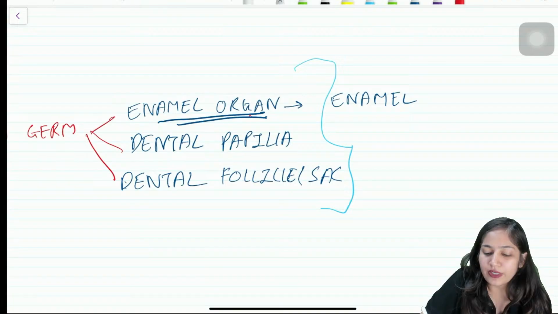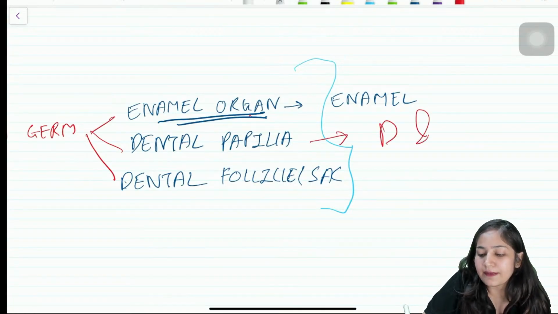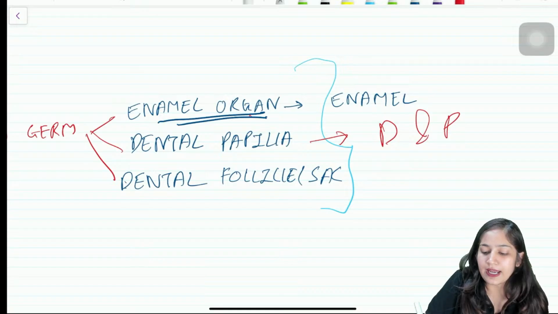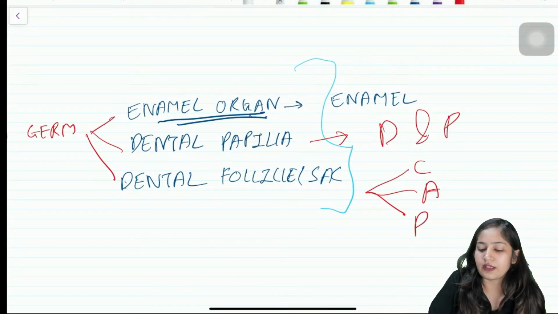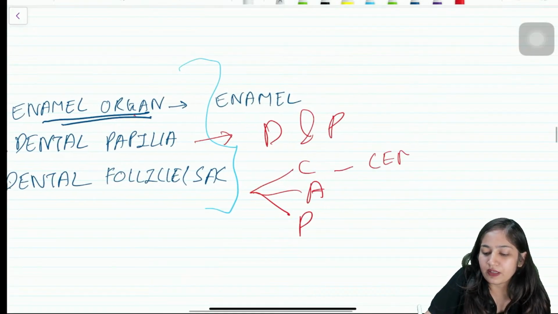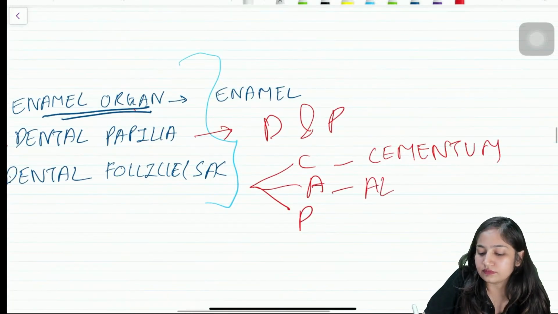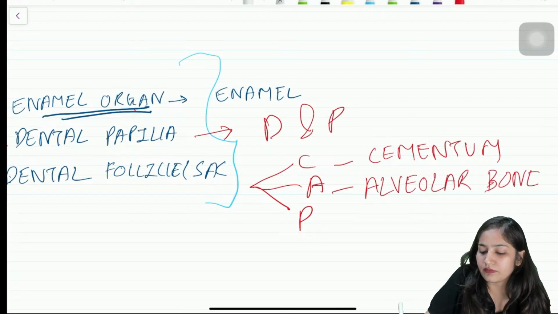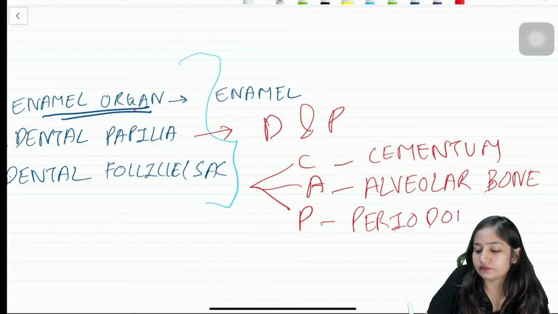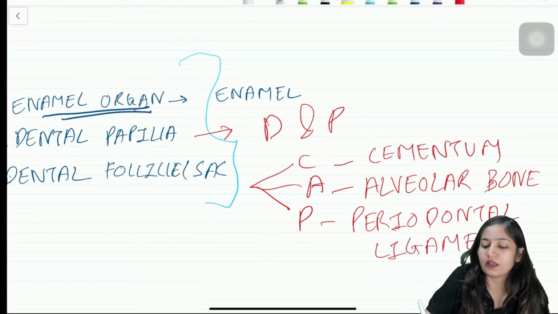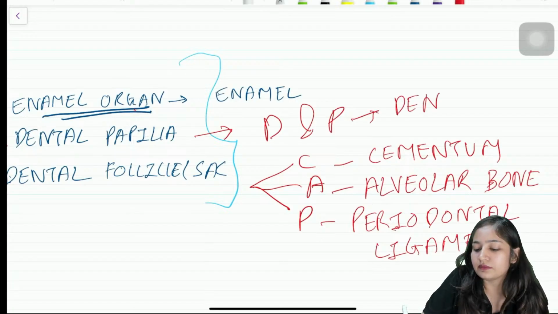Enamel organ gives rise to enamel. Dental papilla, remember D and P, dentine and pulp. Dental sac, CAP, C-A-P. C, cementum. A, alveolar bone. And P, periodontal ligament. D and P, dentine and pulp.